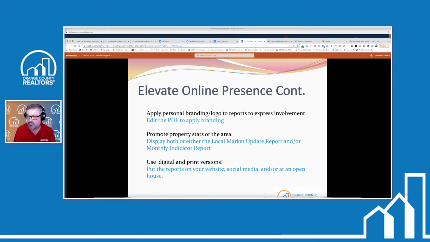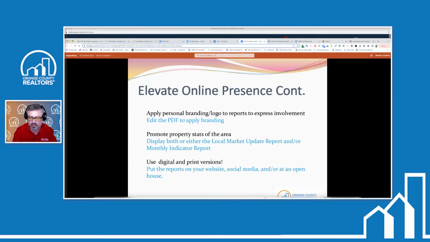So you can now indicate that it's your information. You're going to promote the property stats of the area. Now you have access to multiple different types of reports, but two reports that I definitely like from the FastStats portal is the local market update report. Now the local market update report is a lovely one-page report put together with all the stats.